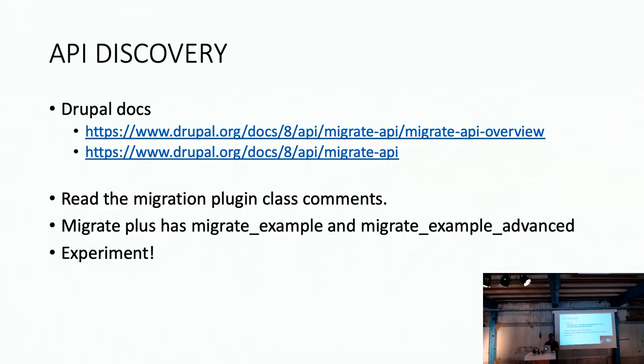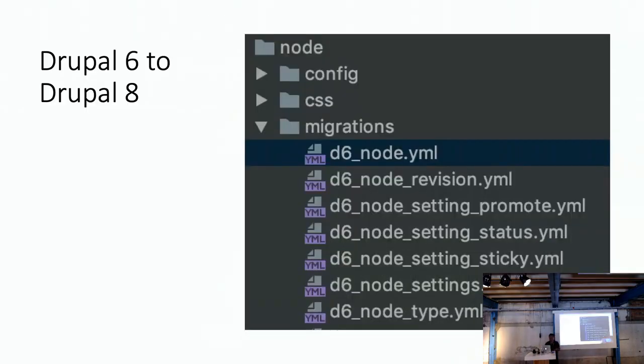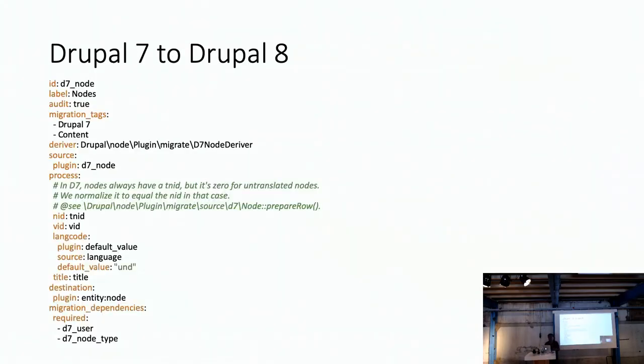Let's talk about what Drupal Core Migrations already ships. If you try to read the documentation, it's a lot. And it's sometimes forced. I also started to look at the existing shipped examples for the Drupal 6 to Drupal 8 migrations. All these files are shipped. And you can see in these migration files how Drupal does its own migration from 6 to 8. It also has Drupal 7 to 8 migration files.